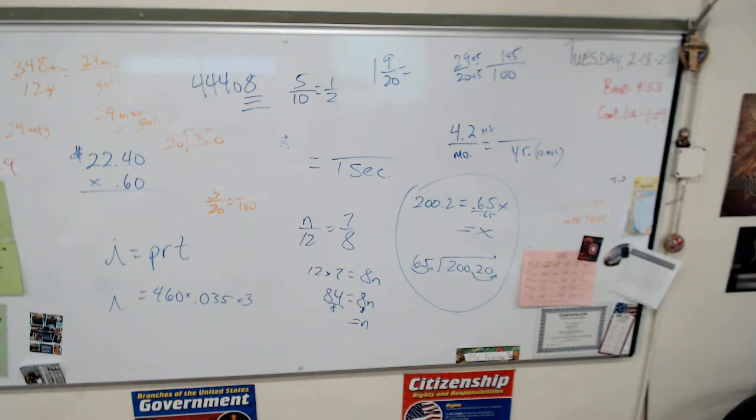Unit rate: 8.3 inches separate Cleveland and Cincinnati on a map. The scale is 1 to 30. The same ratio, 1 over 30 will be something.